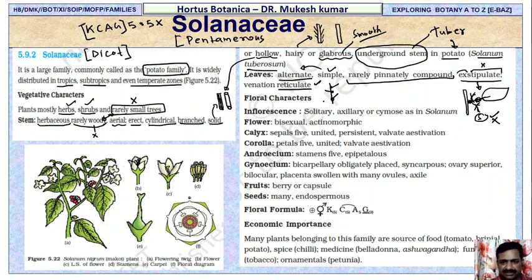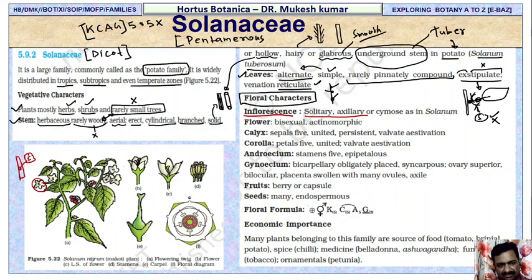Now, see, all characters are clear. I told you again: plant, habitat, then stem and leaf. Now see the very conservative character, and that conservative character is called what? Yes, my dear, this is called your floral character. See, in inflorescence, they are solitary and axillary. Solitary, see, means a single flower is there. Axillary means this is the stem, and if they bear a flower like that, only a single flower will be there.